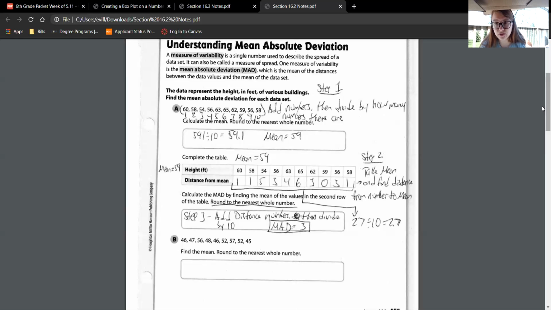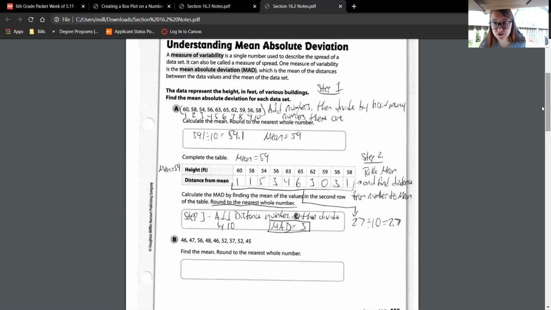I explained it a little differently in my video the other day, but you're finding the difference or the distance from the number that it gives you and the mean. So the difference between 59 and 60 is 1. The difference between 58 and 59 is 1. To get to 59 from 54, you have to go up 5. 59 to 56 is 3. So you just need to know what the difference is between those numbers, or the distance between them.